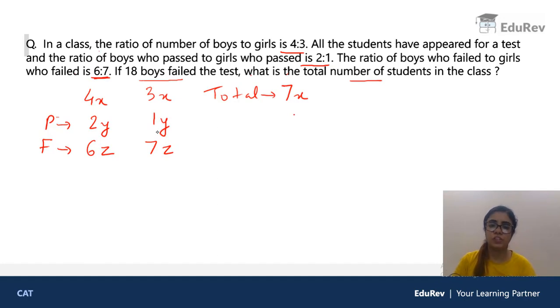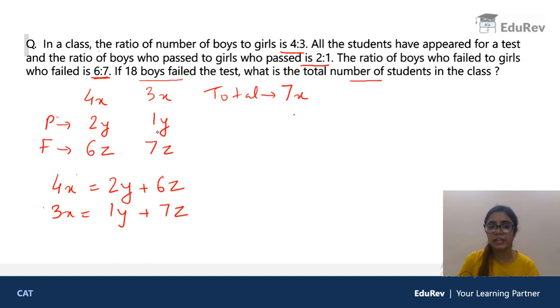If I want to form equations, can I say the total boys were 4x? That is equal to boys who passed plus boys who failed. You will either pass or you will fail because everybody has given the test, right? Similarly, the total girls will be girls who passed plus girls who failed. So this is the equation we can form. Now we'll try to establish a relation between any two of the terms. So let's try to eliminate y.